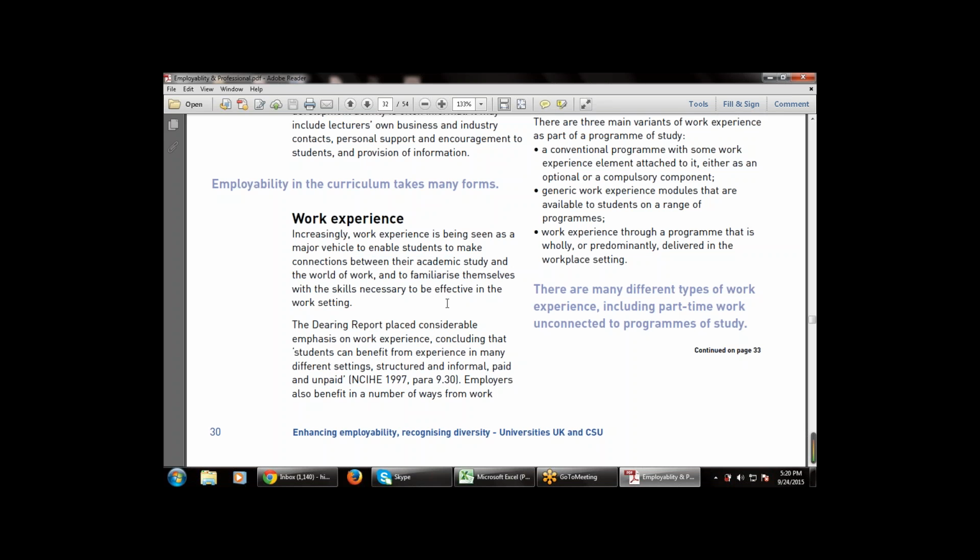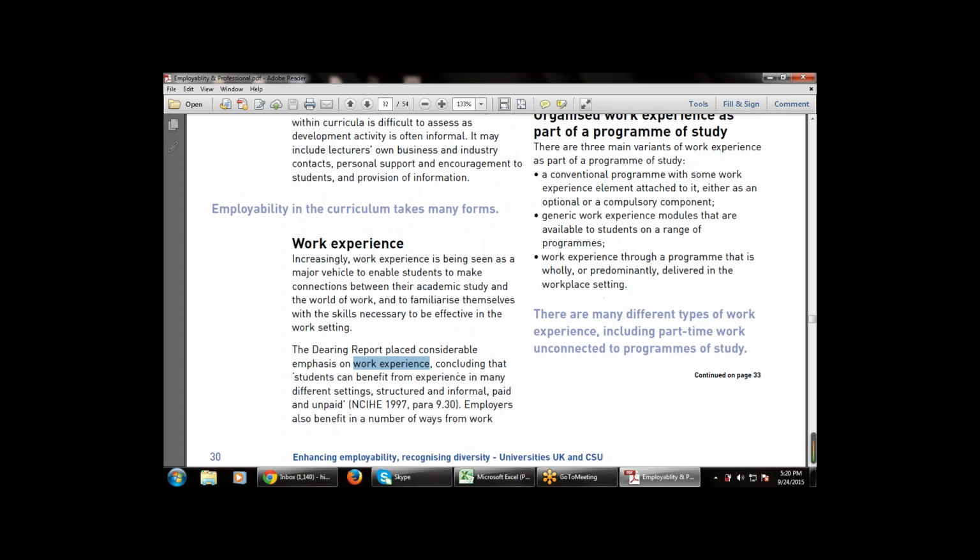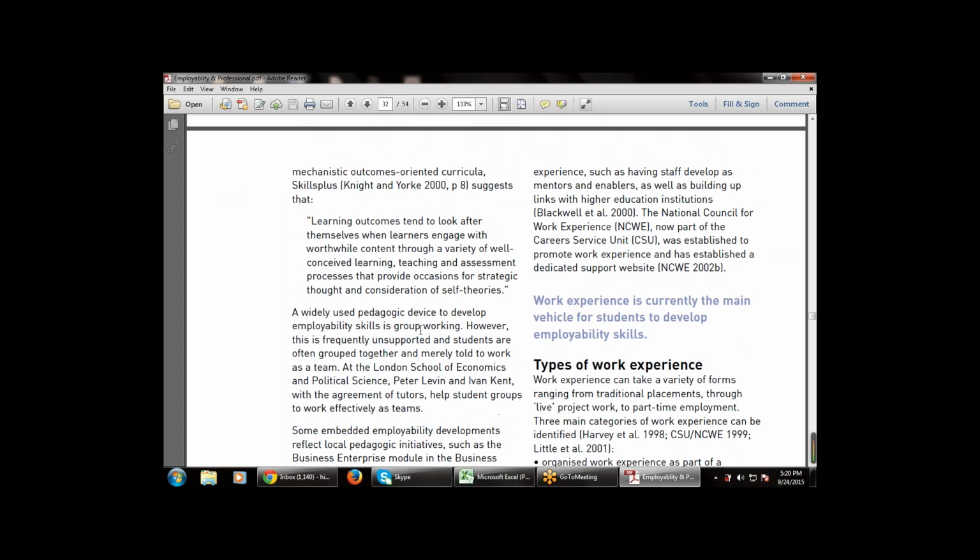And that should be effective in the work setting, that is a part of the work experience. And the Dearing report also places considerable emphasis on work experience. So work experience is currently the main vehicle for students to develop employability skills. That is the main vehicle for the student to develop the employability skill, that is the work experience.